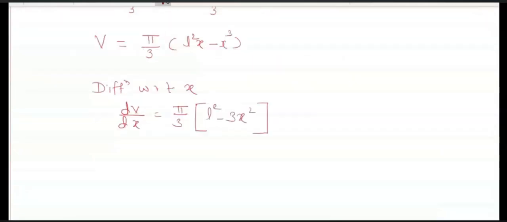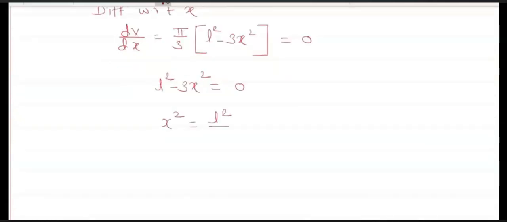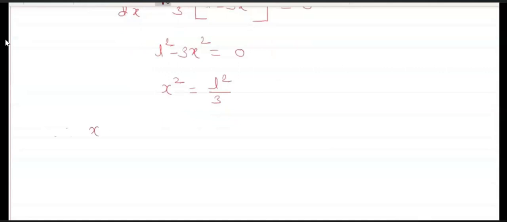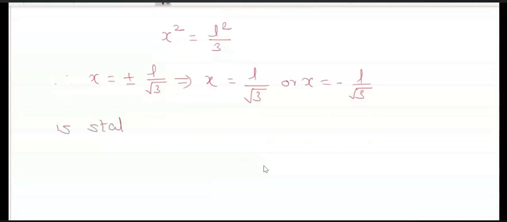Now here, again, the first derivative is equal to 0. That is, L square minus 3x square is equal to 0. Therefore, x square is equal to L square upon 3. Taking the square root on both sides, you will get x is equal to L upon root 3, or x is equal to minus L upon root 3. But the length cannot be negative. Therefore, we take the value of x is equal to L upon root 3.